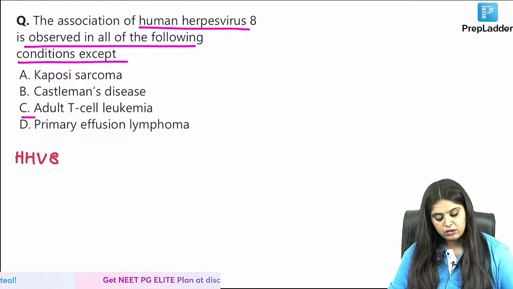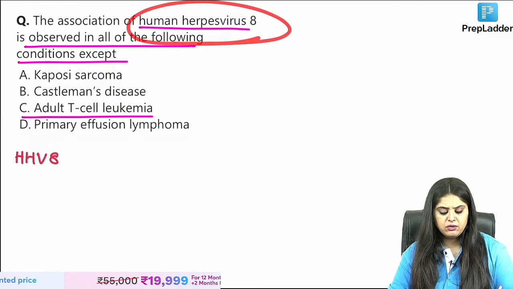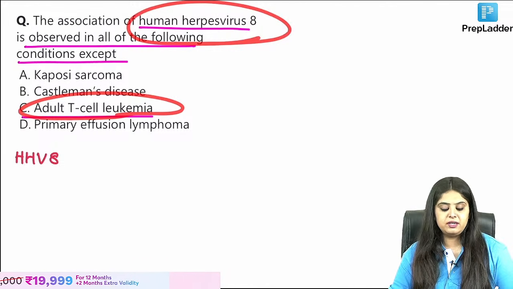Ma'am, it does not cause adult T-cell leukemia lymphoma. Okay, that's fine. I will teach you HHV8, but can you tell me then who causes adult T-cell leukemia lymphoma?